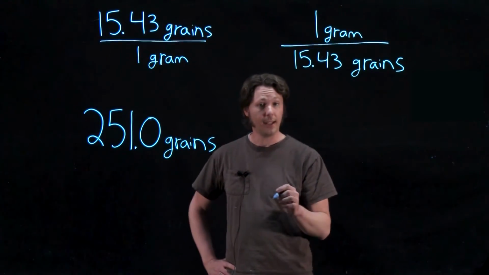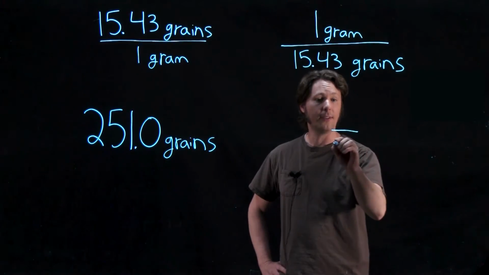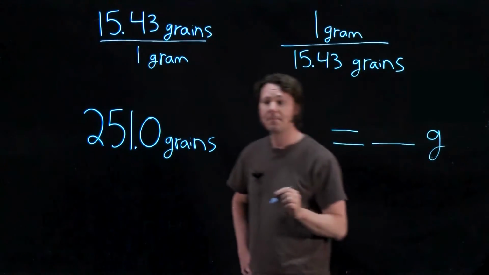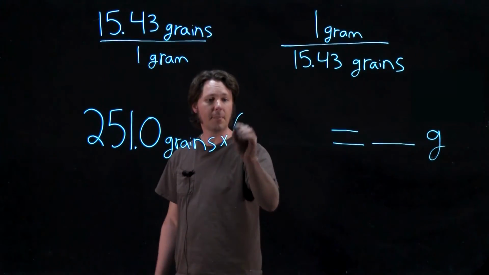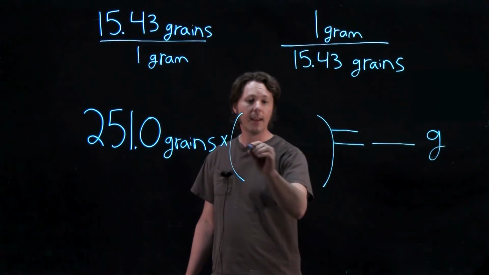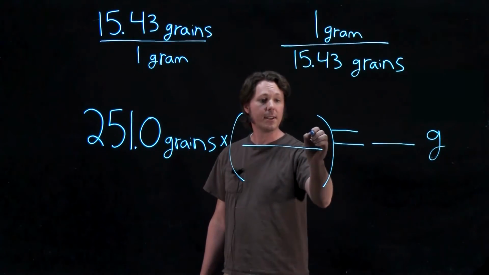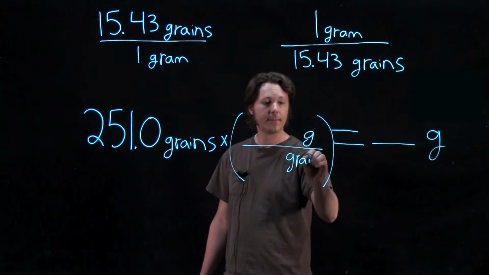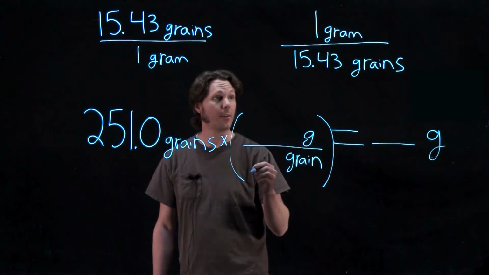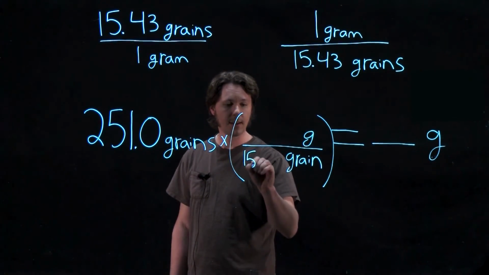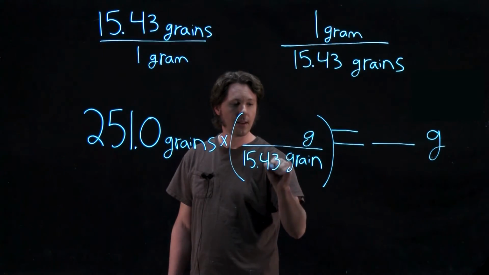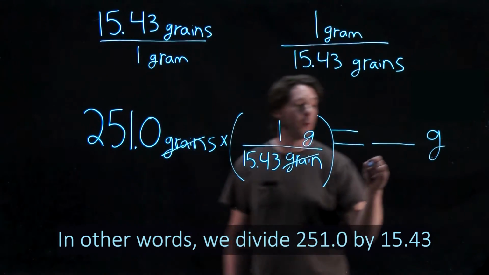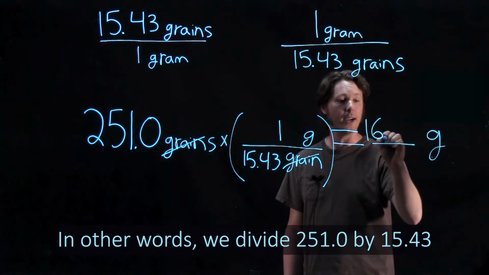So since we're canceling to leave grams, I'm going to put grams right there times something that has grams on top and grains on the bottom, which in this case is going to be 15.43 and 1 gram. Grains cancel, and we're left with 16.27 grams.